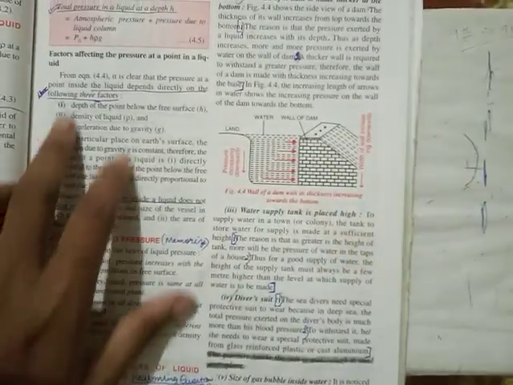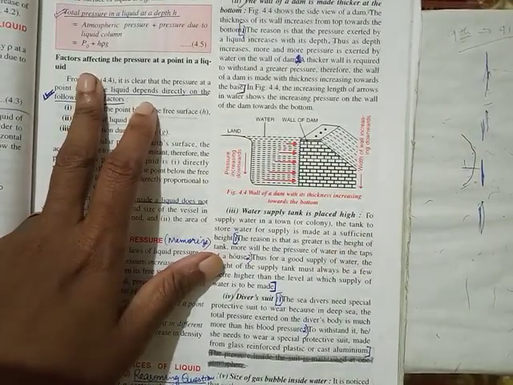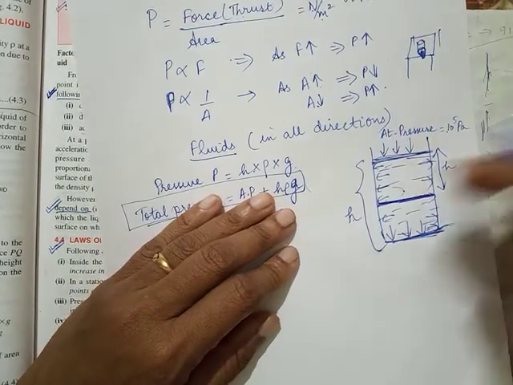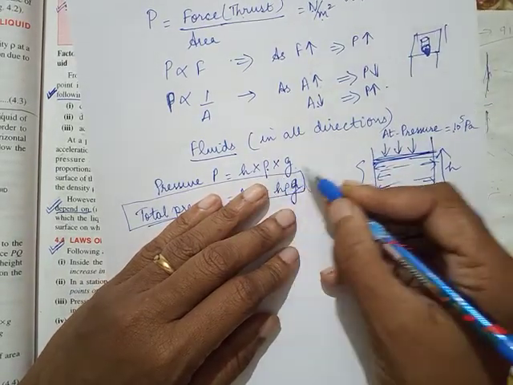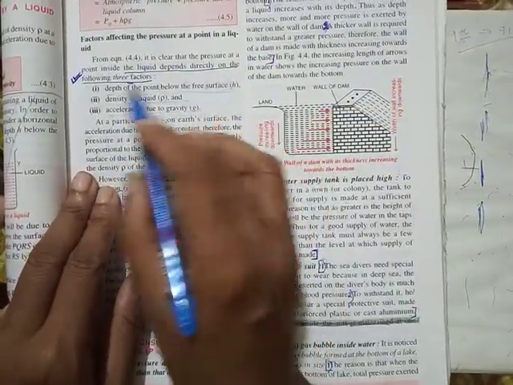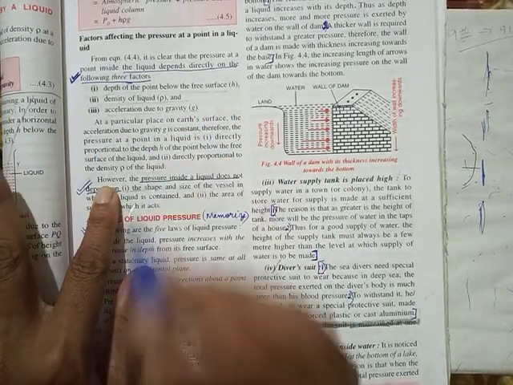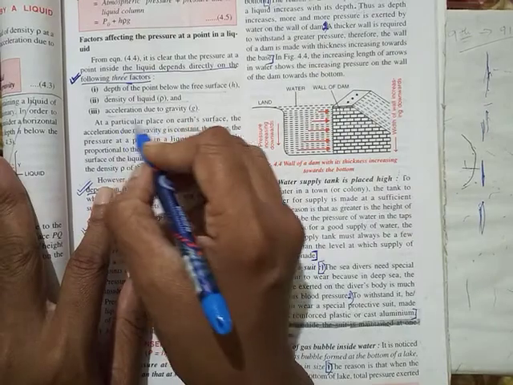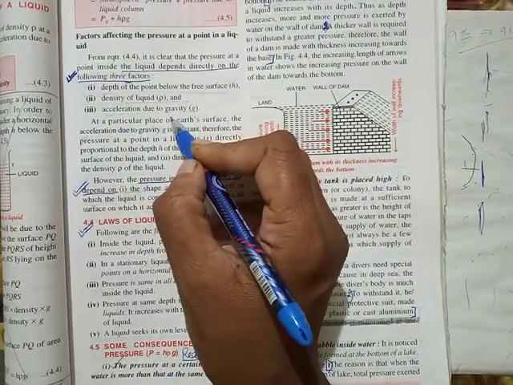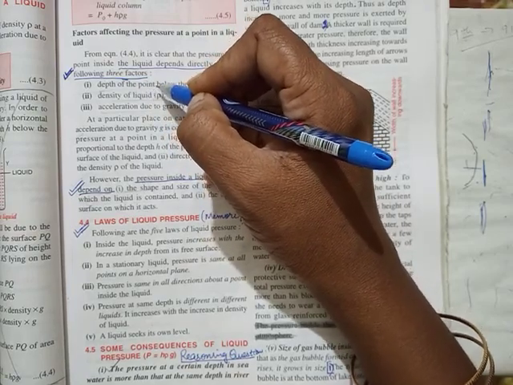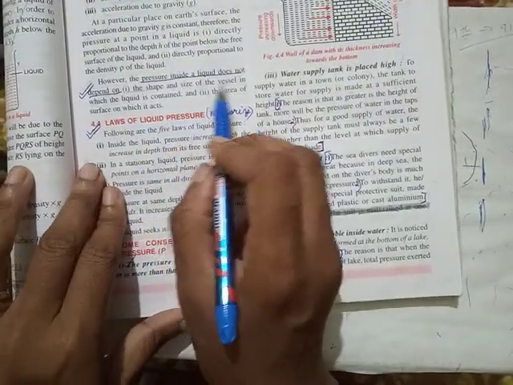Once we study the formula, then come the factors affecting it. What are the various factors affecting from the formula? It is directly proportional to depth of liquid, directly proportional to density of liquid, and directly proportional to acceleration due to gravity. So pressure depends directly on the following three factors: depth of point below the surface, density of liquid, and acceleration due to gravity. Generally, in a particular place, acceleration due to gravity will be constant. So basically, it will depend on these two things only.